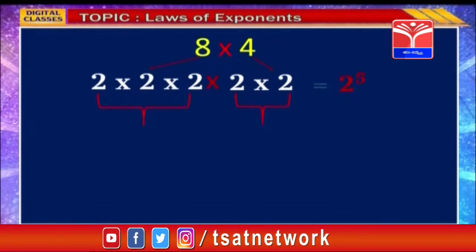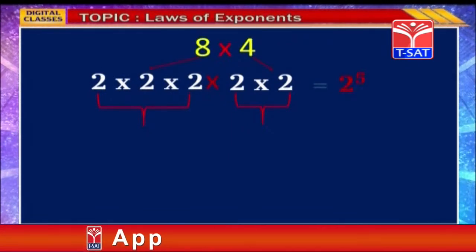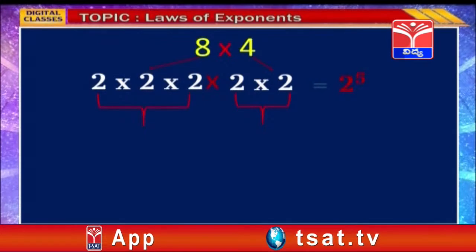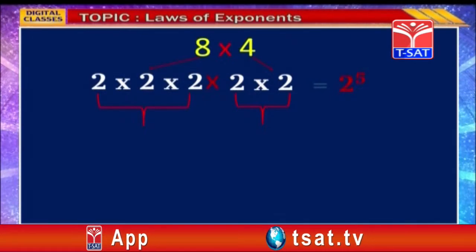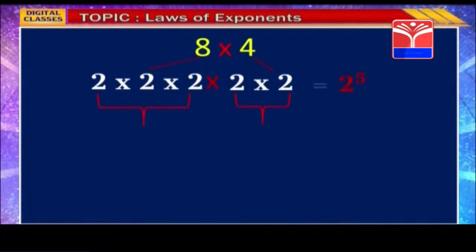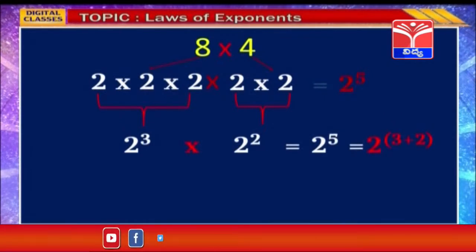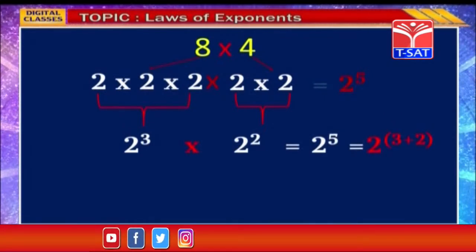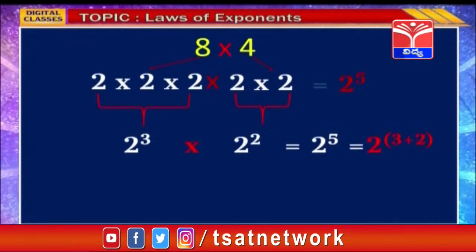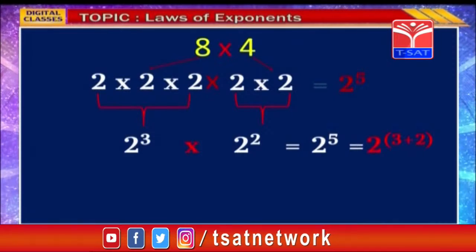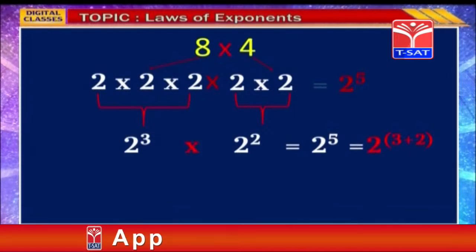Now we group like this. We group 3 2's and 2 2's in this way. 2 into 2 into 2 can be written as 2 to the power of 3, and 2 into 2 can be written as 2 to the power of 2. Now here, when you look at the RHS, it is 2 to the power of 5.